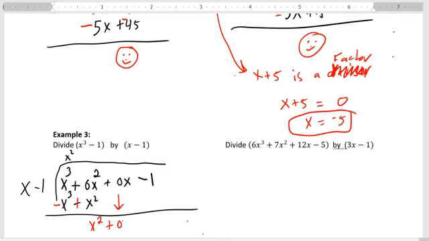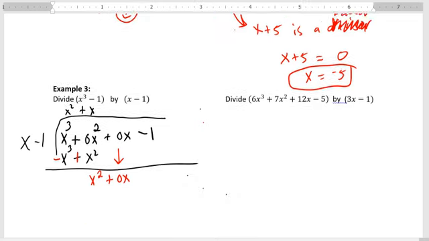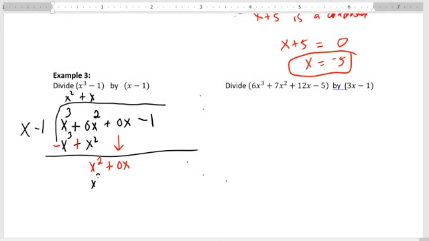Bring down our x. And now to get x squared, I need to multiply by an x. X times x is x squared. X times negative 1 is negative x. Switch our signs. Negative, positive. And so x squared minus x squared is 0. X plus 0x is x. Bring down our negative 1.